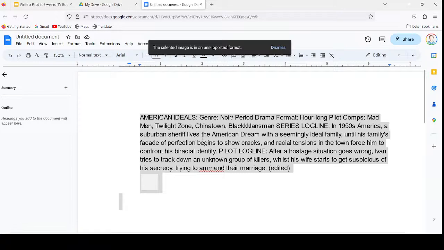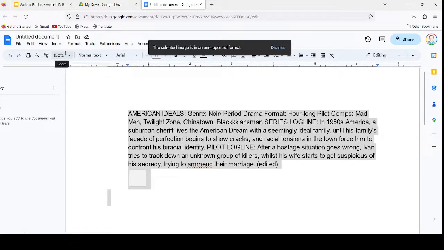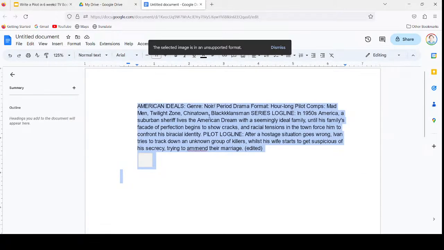Yeah, it's like 3 a.m. where I am, so I've got to be quiet. But, right. So, American Ideals, just log lines? Just read out what you've got, everything you have here.